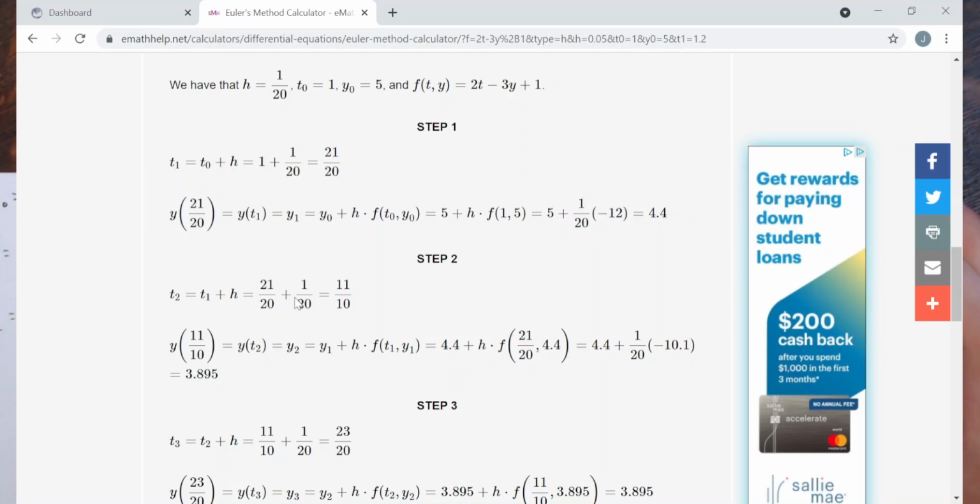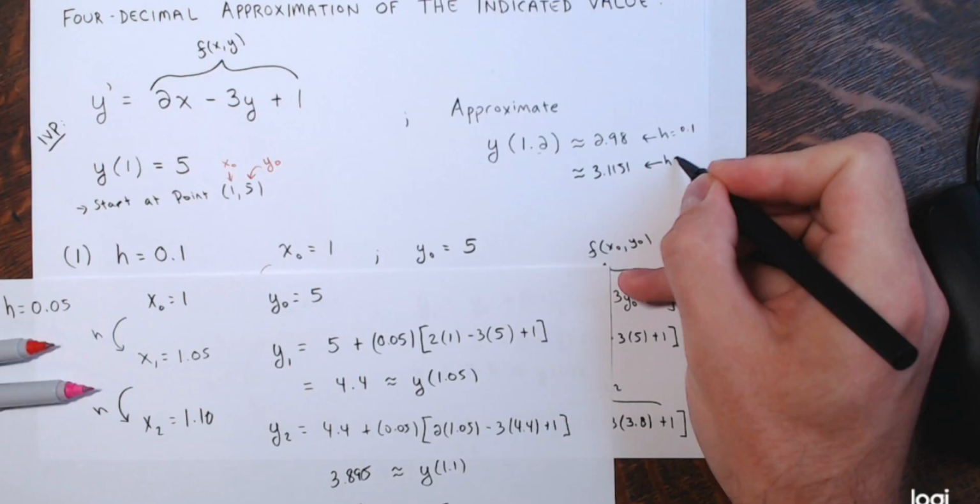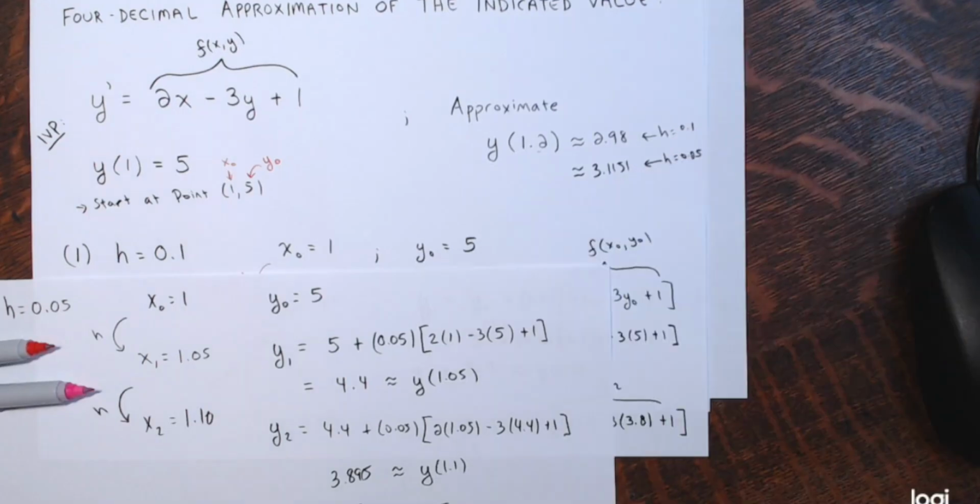Alright, so getting rid of the sites here. We had the approximation of y. The solution to this initial value problem at 1.2 is approximately 2.98 when h was 0.1, approximately 3.1151 when h was 0.05, and this would change as h gets smaller and smaller. But let's find the exact value.